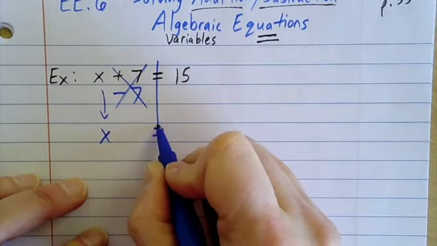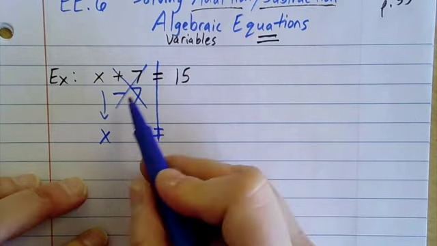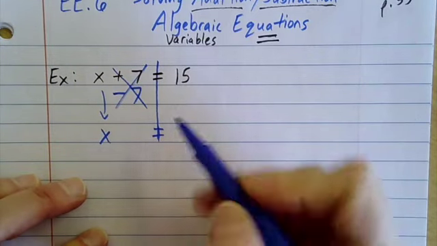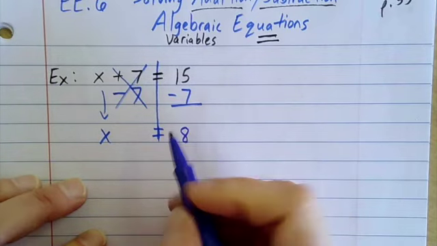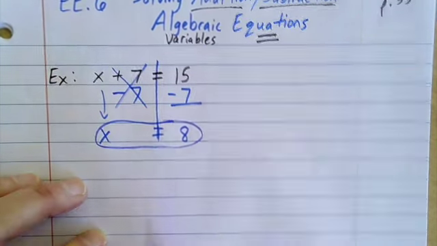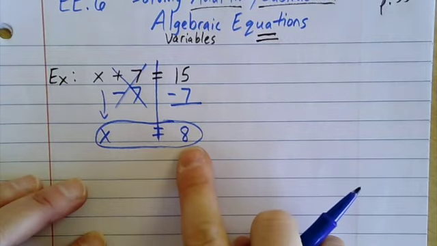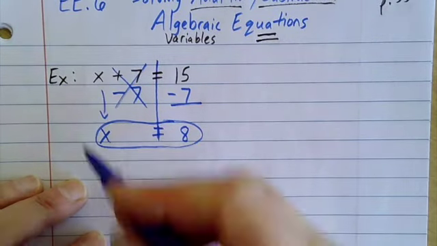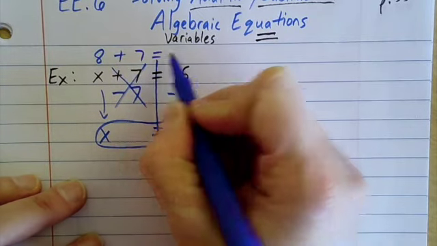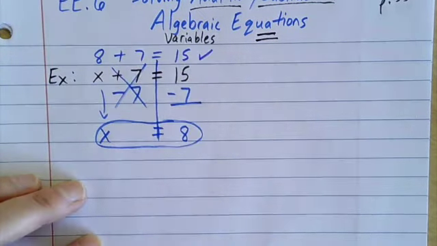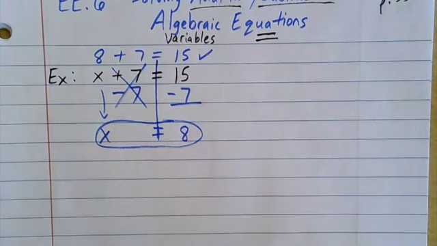My equal sign is still here. If you subtract 7 on the left, you have to subtract 7 on the right. 15 minus 7, and you get x is going to equal 8. How can I check to make sure this is true? You're going to put 8 right here for x, and then you're going to add 7, and does that equal 15? And yes, it does. That is true. Some people can see it because it's pretty basic, but when we get into bigger numbers and different algebraic equations, it's important to know you solve by doing the opposite.